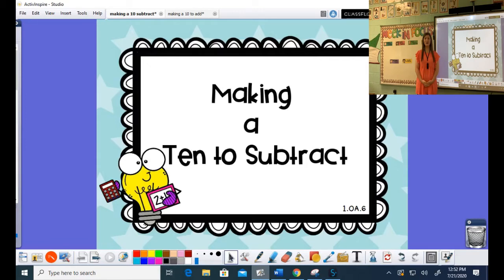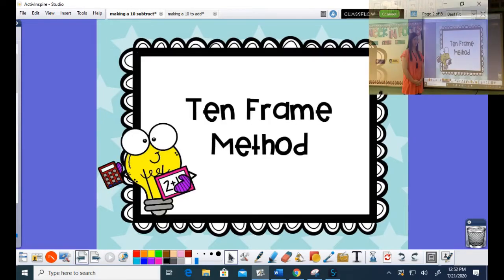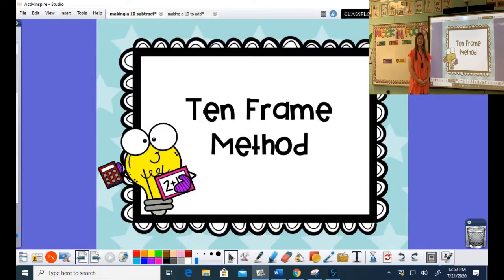And today we're going to talk about making a 10 to subtract. Well, why do we make a 10 to subtract? We learn this math strategy so that it is easier for us to add and subtract within 20. Today we're going to learn 2 ways we can make a 10 to subtract. The first strategy is the tens frame method.